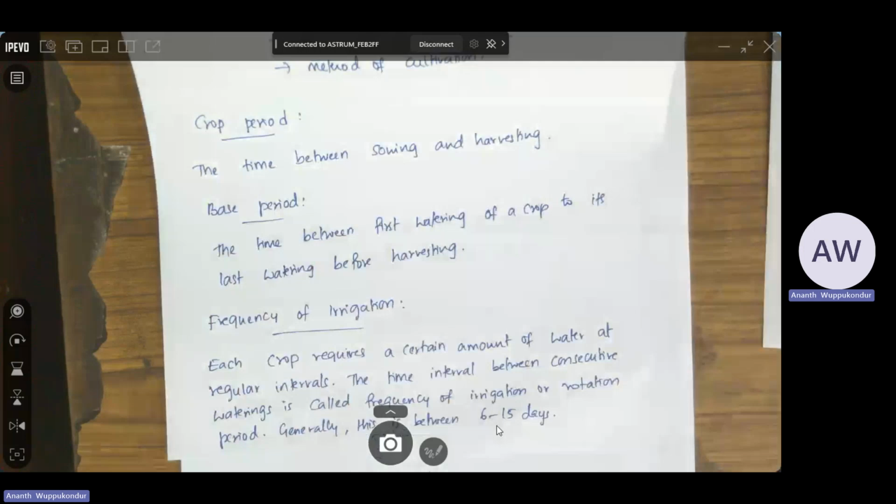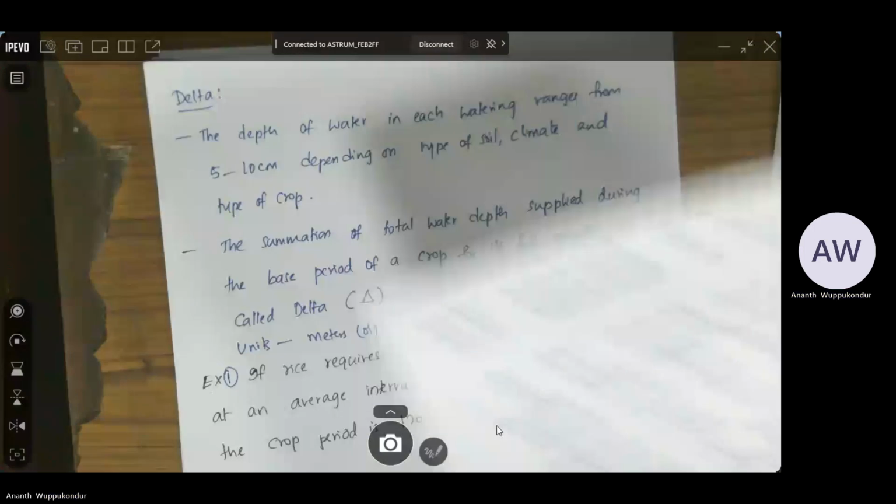Usually for rice, it is between 3 to 8 weeks. Again, it depends on the crop. And if you're in different geographical locations, then the water requirements will be different for the crops.